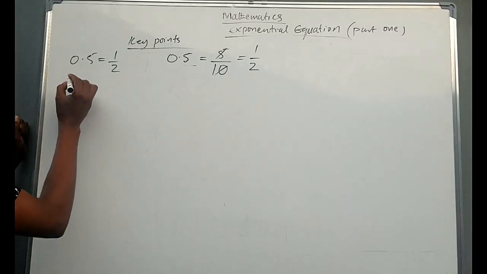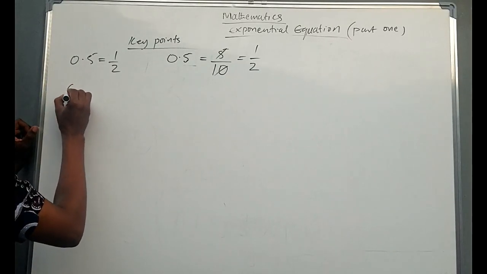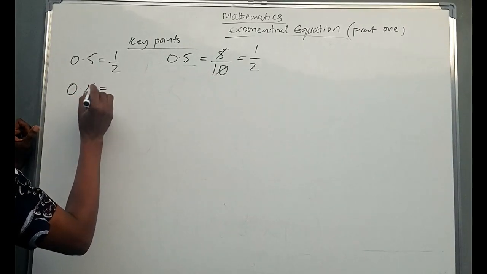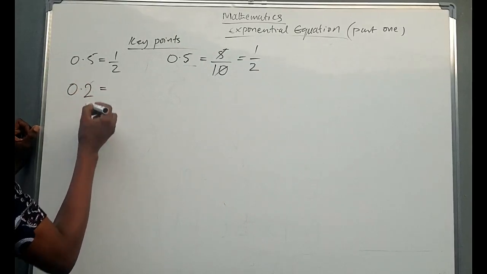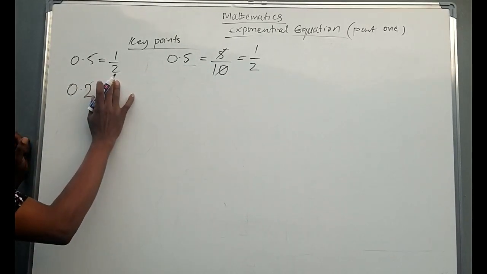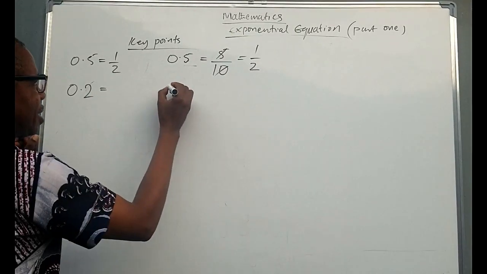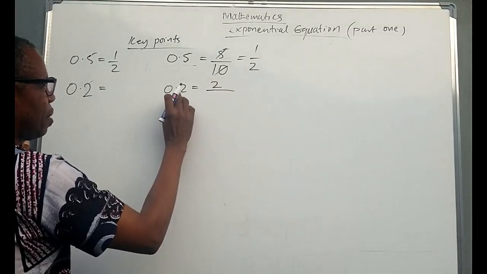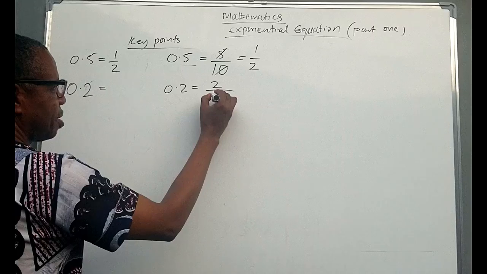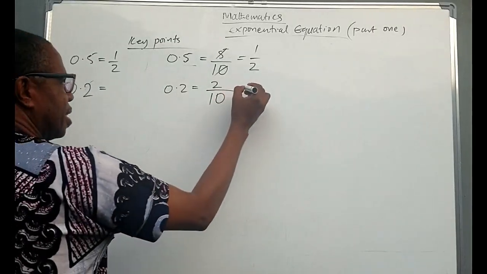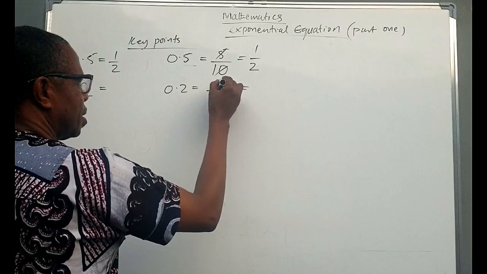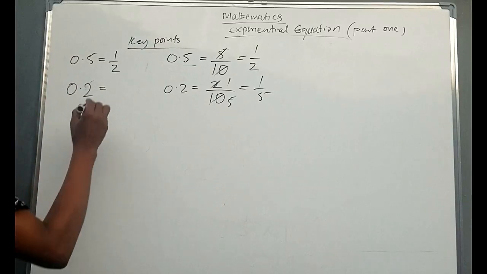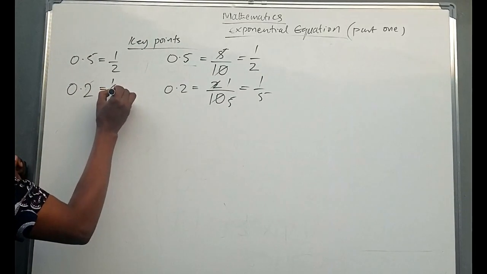Now, if you have something like, let's say, 0.2, the same process. If you don't know how to get the answer here, you can just write 0.2 is 2 over, since you have only one figure after the decimal point, just divide by 10. And that invariably will give you 2 into 2 is 1, 2 into 10 is 5. That is 1 over 5. So that means 0.2 is written as 1 over 5.